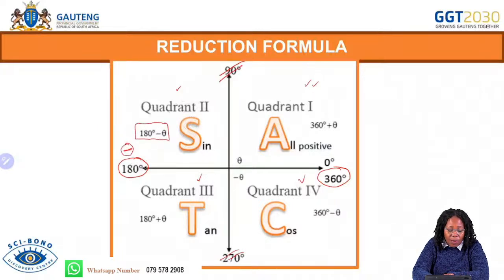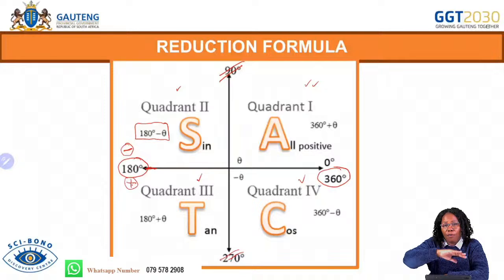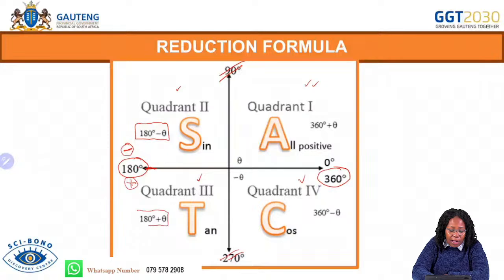But immediately when I pass this 180 line, I move into the third quadrant. I will be more than 180. That means we must add something to 180 because we have passed that level of 180. So when we are in quadrant 3, it is 180 plus, hence we have that reduction there, 180 plus.